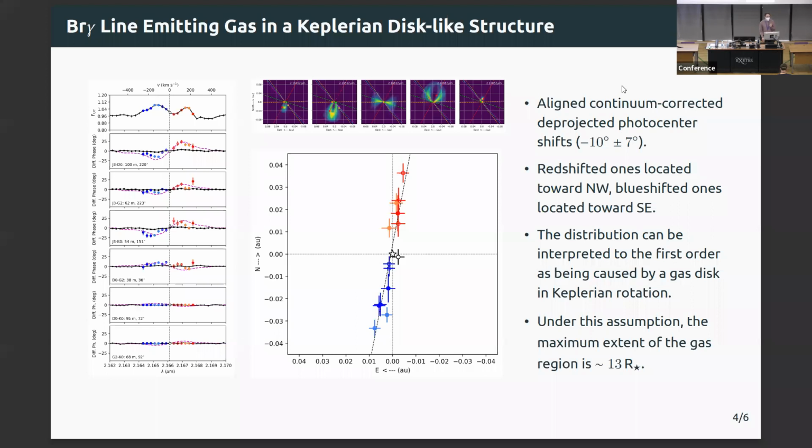To verify this, we created a geometrical model of a Keplerian disk, whose images are shown at the top. From the images, we calculated the photocenter shift and the differential phases, and we noted that they are consistent with the GRAVITY observation.